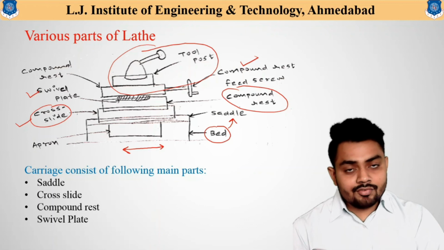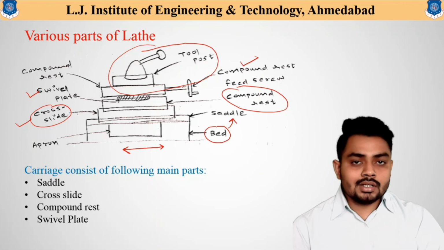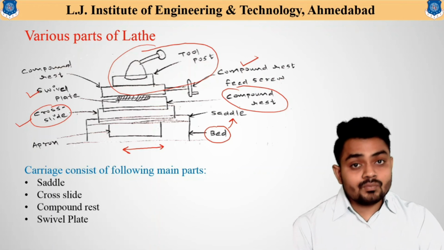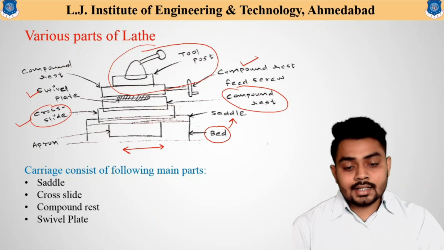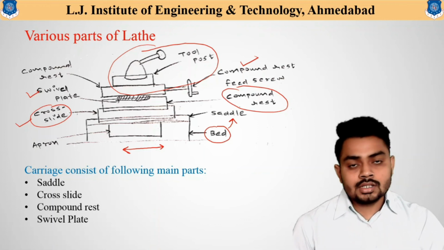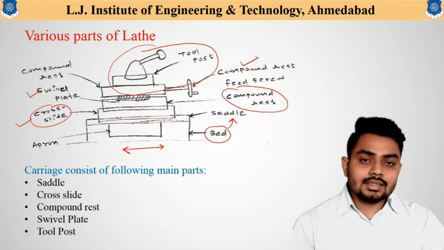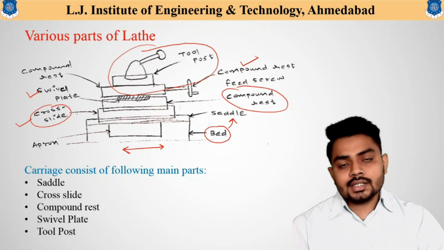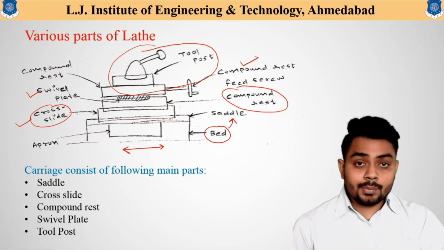In simple words, to provide a parallel feed movement to the workpiece, the saddle is used. To provide the feed movement in the perpendicular direction, the cross slide is used. But during the taper turning operation, to provide the feed movement, the compound rest feed screw is used, which is very much important to understand. And the next one is the tool post. This tool post holds the tool very rigidly so that the machining operation can be performed very easily.